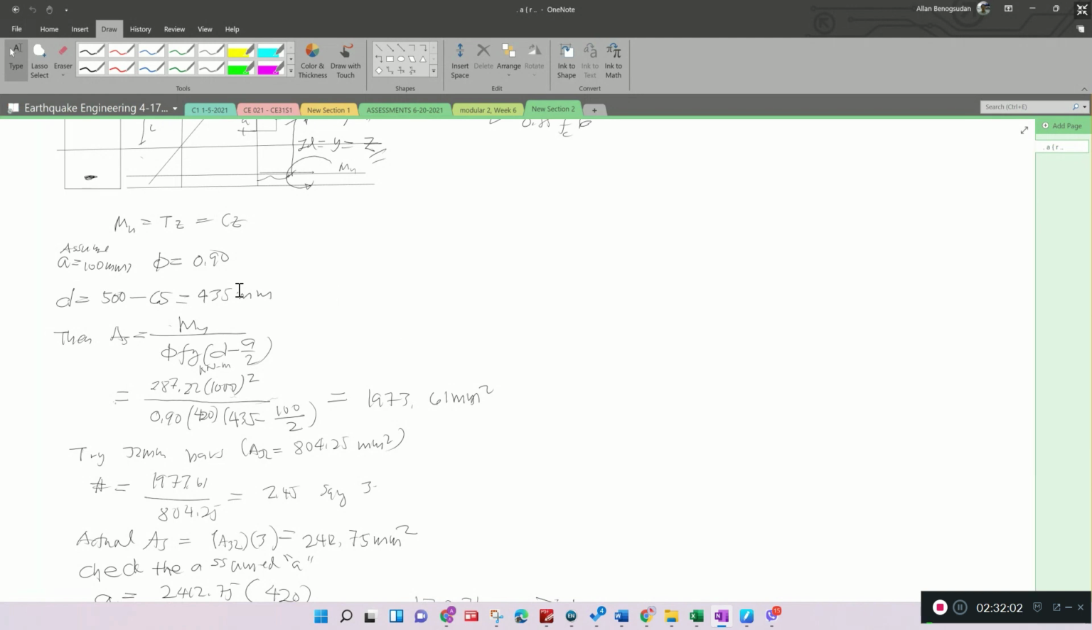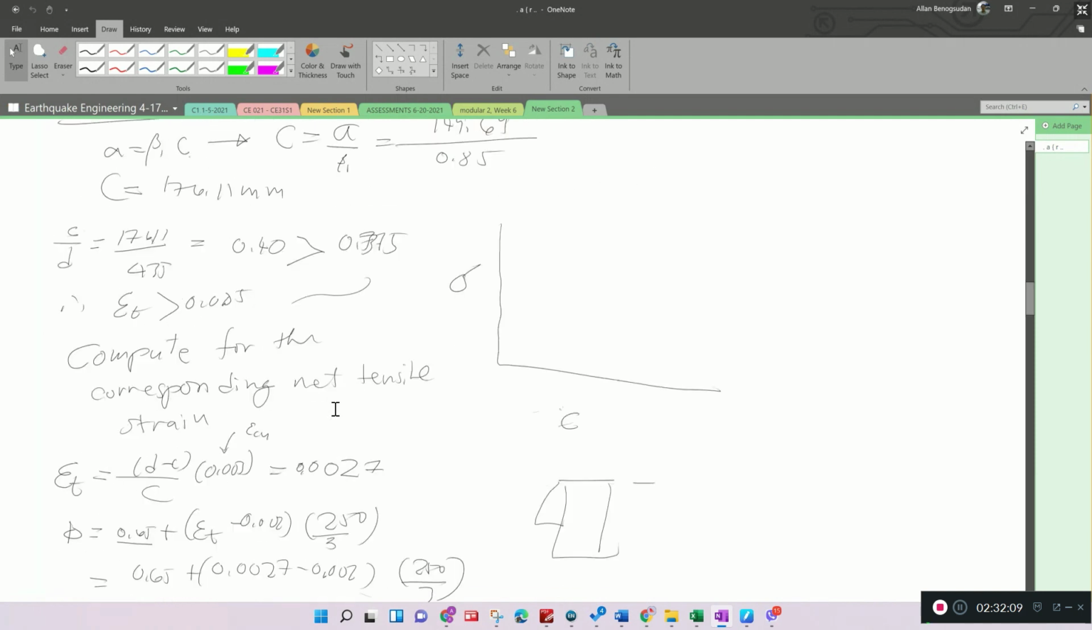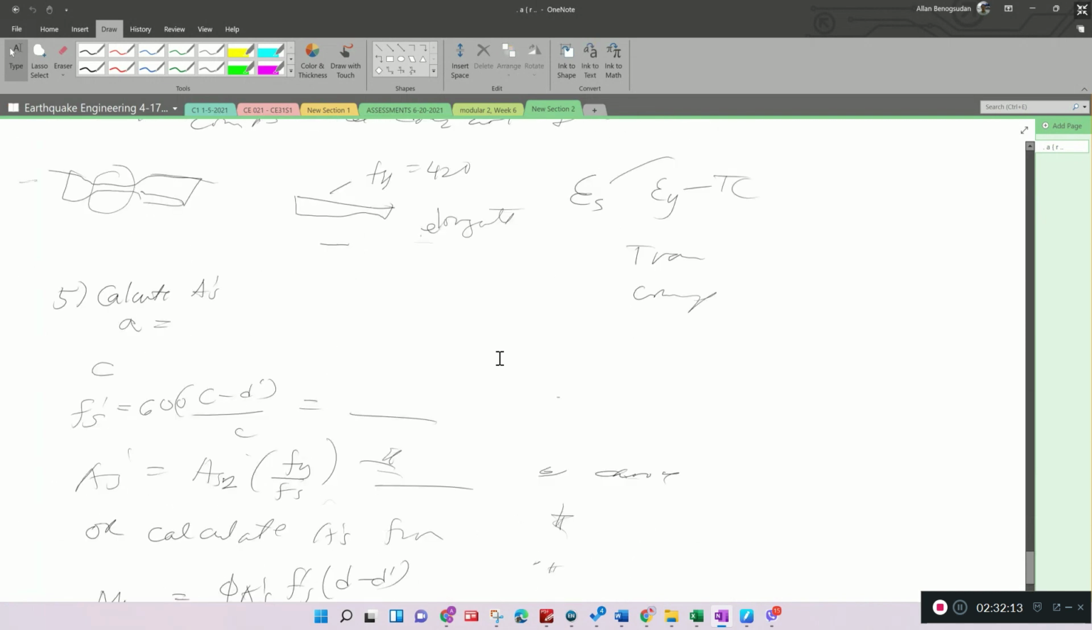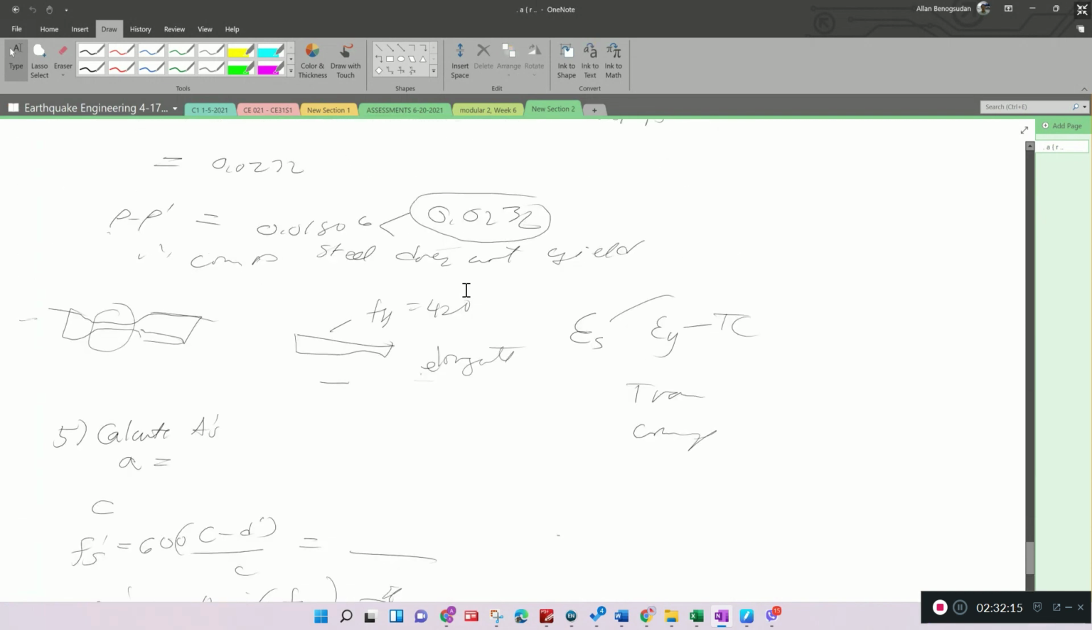Tapos magsasabi ka dito sa ilalim na compression steel does not yield, tension steel yields, or tension steel does not yield. Sasabihin mo yung ganun, kasi para alam mo na kung ano yung pinag-uusapan natin. Okay? So, you can ask me in the chat. I will not trouble you anymore.